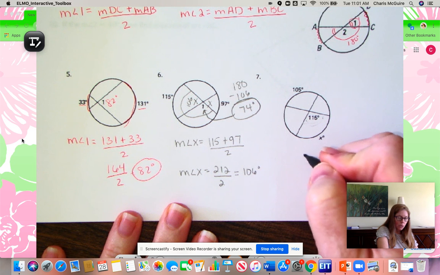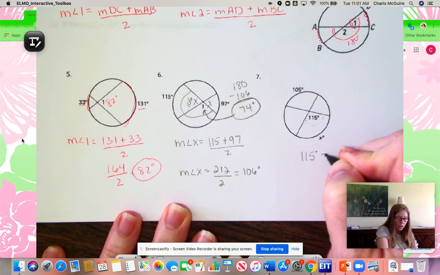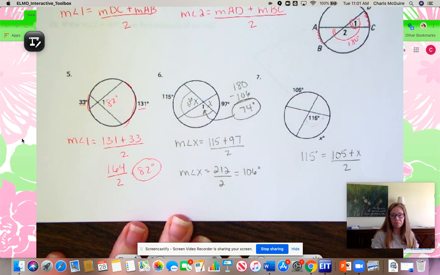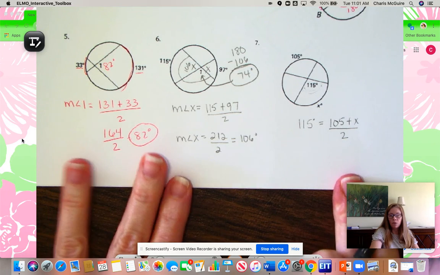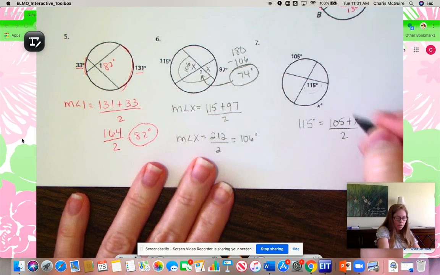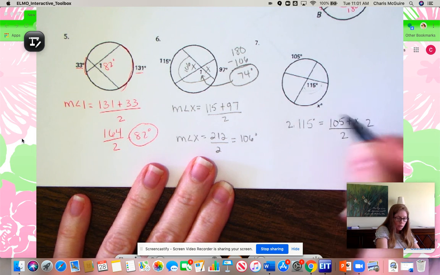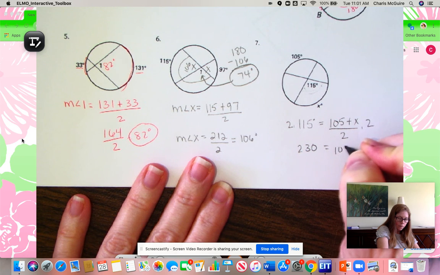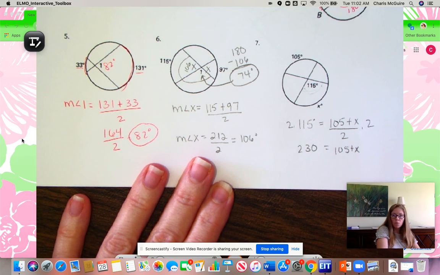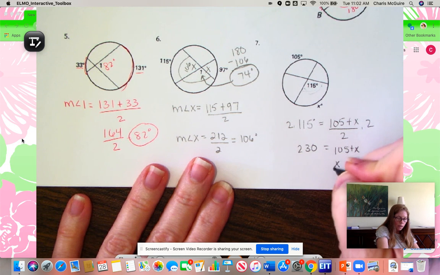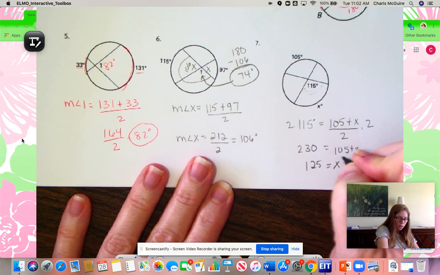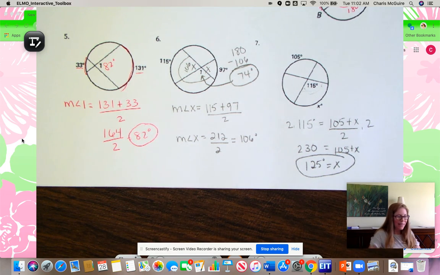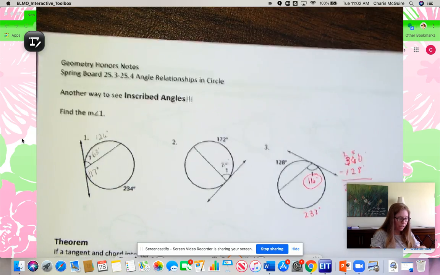So for this one, 115 degrees equals 105 plus X divided by 2. So you're simply going to solve for X. Multiply by 2 on both sides. So 115 times 2 is 230. And then just subtract the 105 from both sides, and that's where you get the 125 from. All righty. Good job. Next page, we have our last theorem to look at.